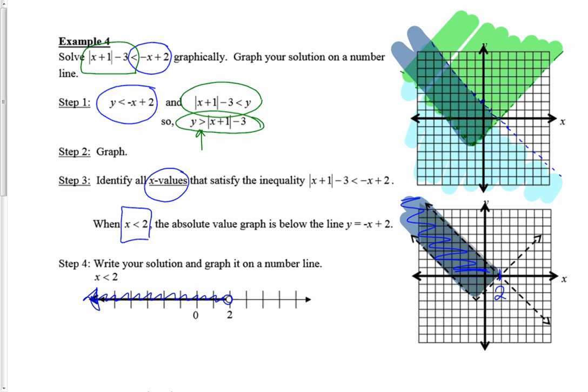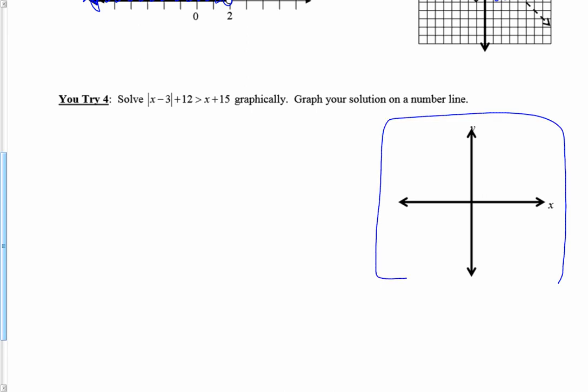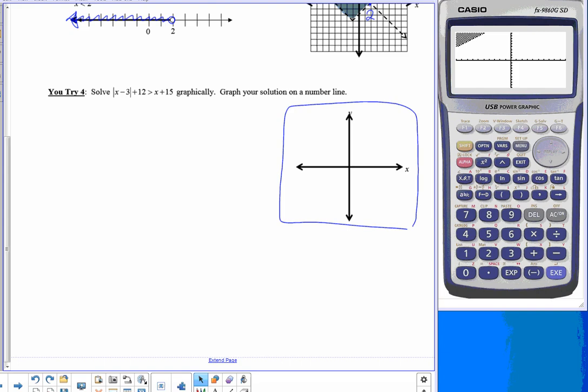So go ahead and pause the video while you try number 4 down here at the bottom of the page. On this one, you've got some big numbers, so if you're using your calculator, you might need to zoom out. Also, if you look at my grid that I gave you over here, it's just a set of axes. It's not pretty with a nice grid mark, so we're definitely going to want to do this one on our calculator.